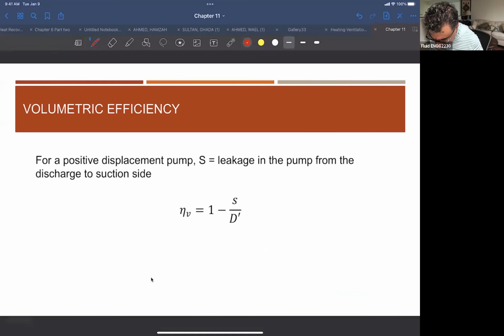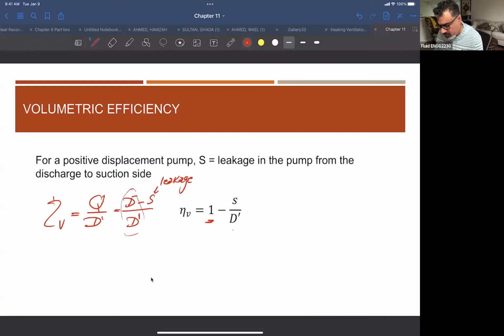Same thing here. You can say that this is eta volumetric, which is Q over the displaced volume. Or this is the displaced volume minus the leakage, divided by the displaced volume. This will give you 1 minus S over D, right?